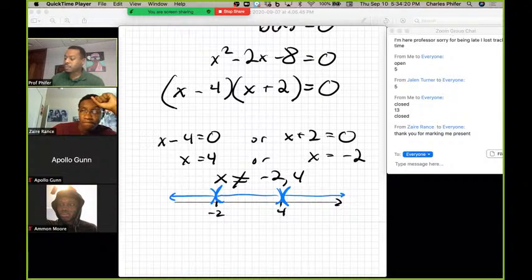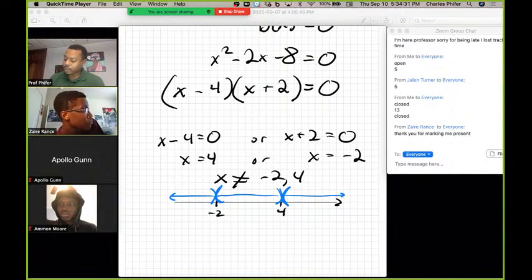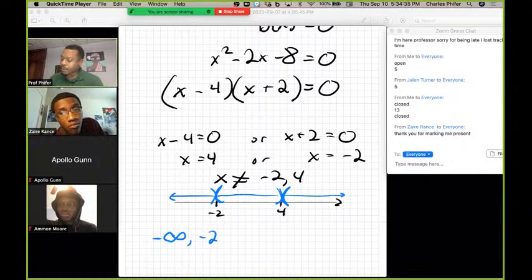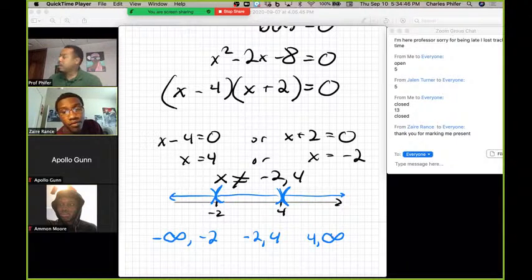So if this is the graph, to write this in interval notation, what's the far left? Negative infinity, up until what number? Negative 2. And then from where to where? Negative 2 to 4. And then what's the final one? 4 to infinity.